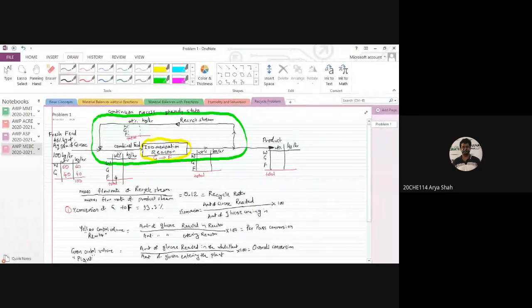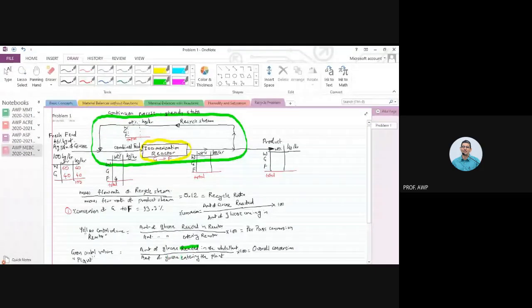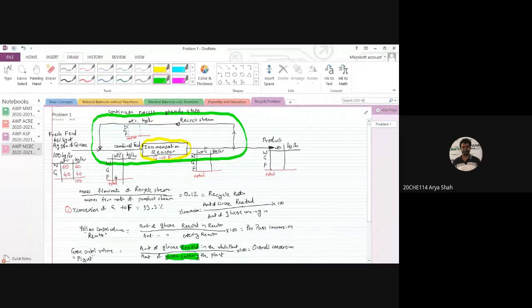So in overall conversion, would we take the amount of fructose that is there in the product? Conversion, how are we defining? Amount of glucose reacted divided by amount of glucose entering. Whether that glucose is making fructose or making something else, it is amount reacted. Then my answer would change. That's why I'm asking.